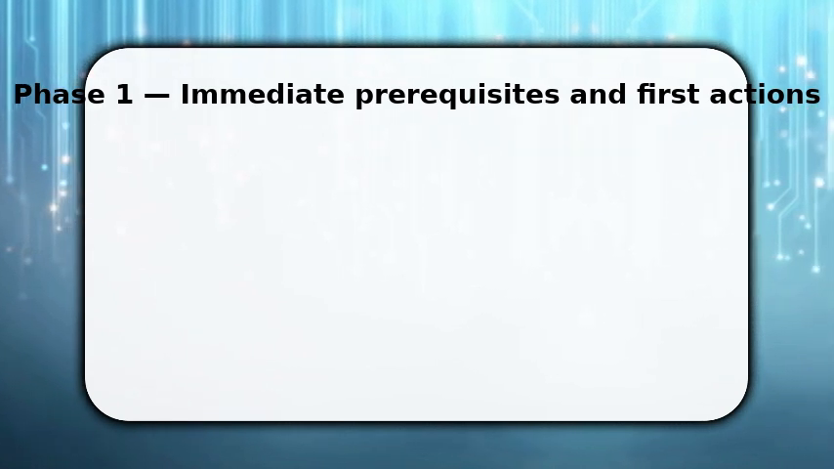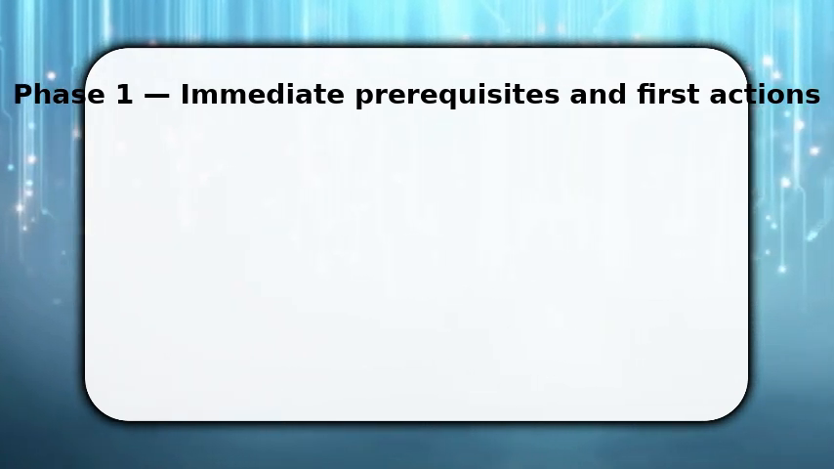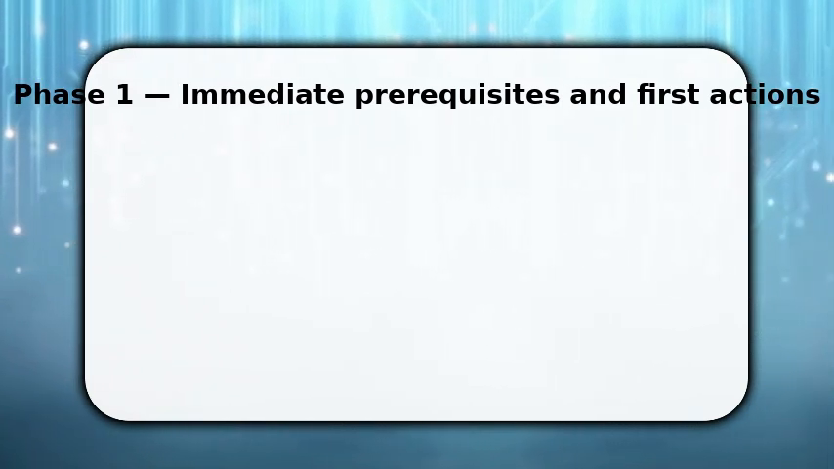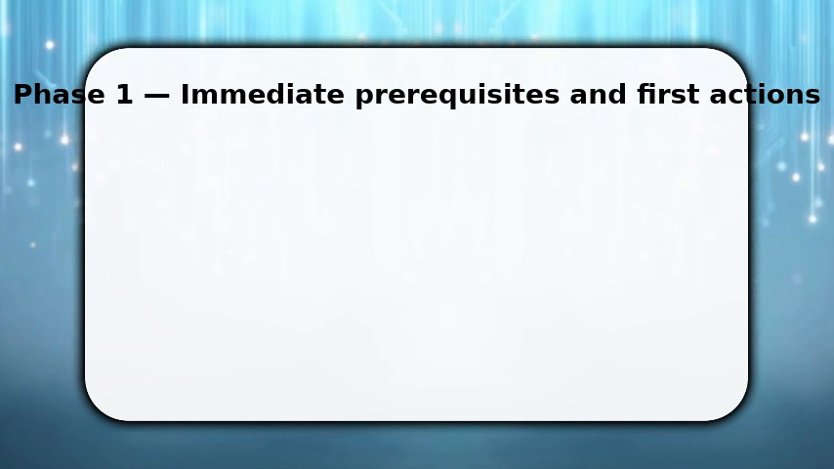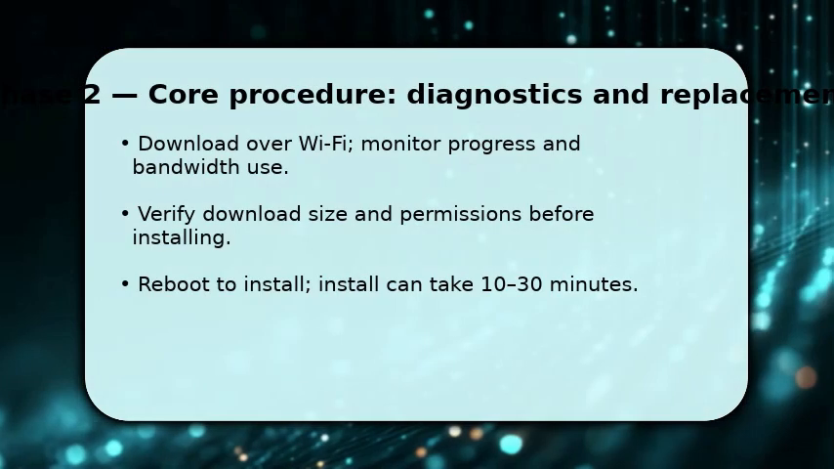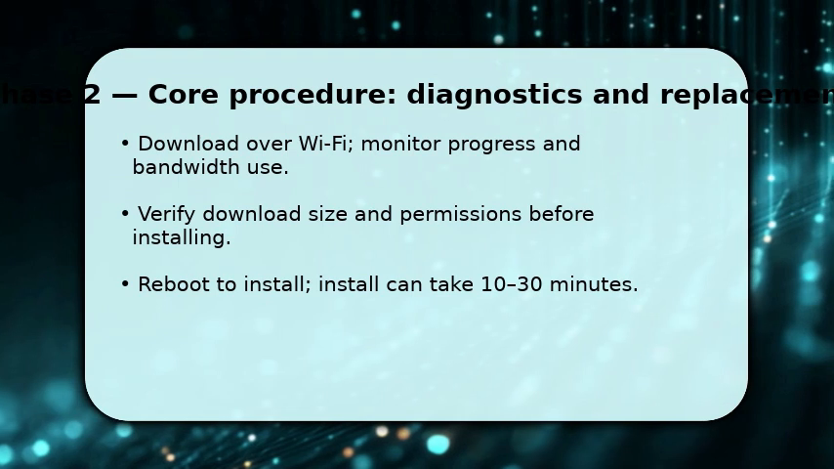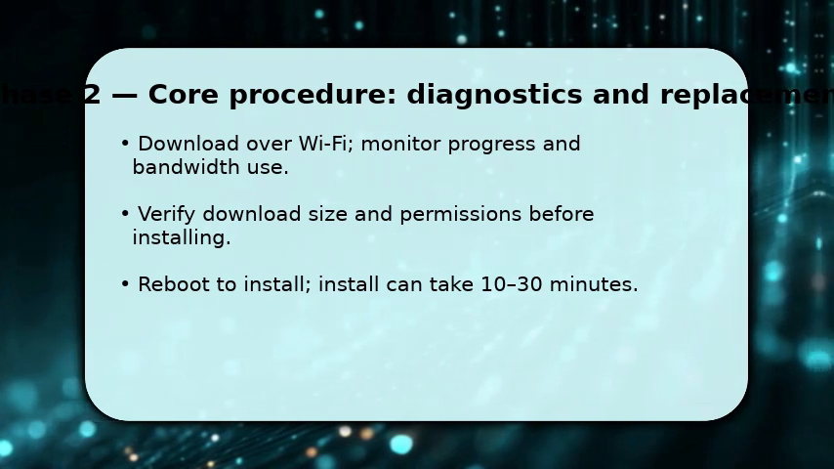You do this to fetch the official upgrade package. If you see a download option, tap Download. This starts the transfer, so the installer will be ready. You download the update over a reliable Wi-Fi to avoid carrier charges and ensure speed. Check the progress bar and download size so you know it's complete.